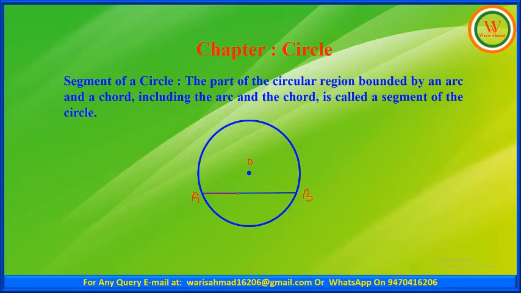This line segment is representing the chord of the circle, while this AB is representing the arc of the circle. According to the definition, the part of the circular region bounded by an arc and a chord, including the arc and the chord, is called the segment. So this area is termed as the segment of the circle.